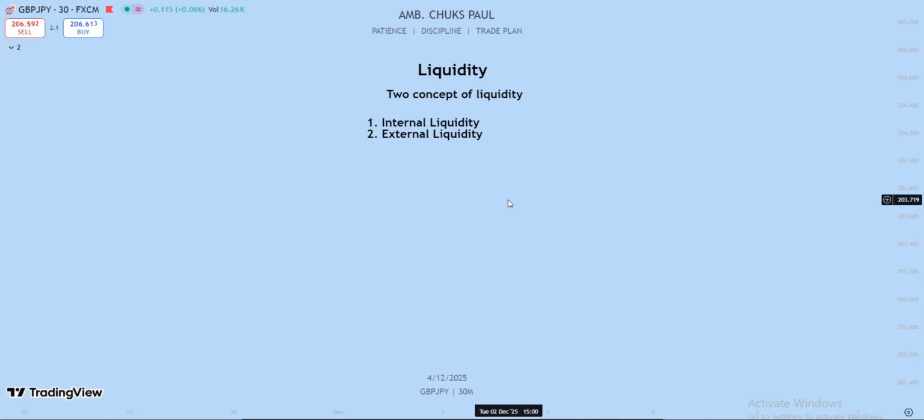So we are looking at these two concepts of liquidity, internal and external liquidity. Now, like the previous class we had, I explained the types of liquidity that we have: trendline liquidity, double top liquidity, double bottom liquidity, and structural liquidity. So today we are looking at two concepts of liquidity, which are internal and external liquidity.